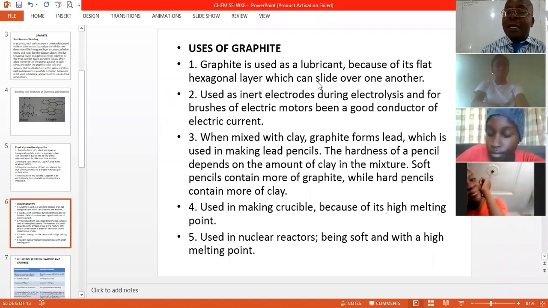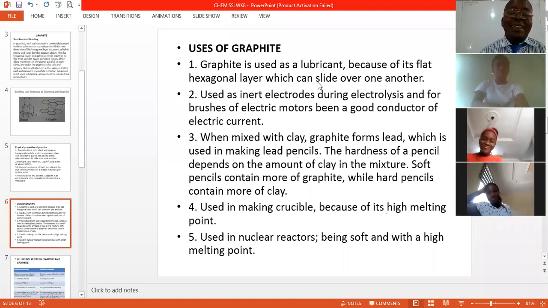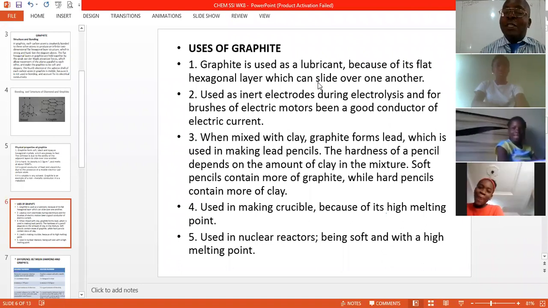Okay? Close your mouth. Please, when you are yawning, you cover your mouth. That is COVID-19.